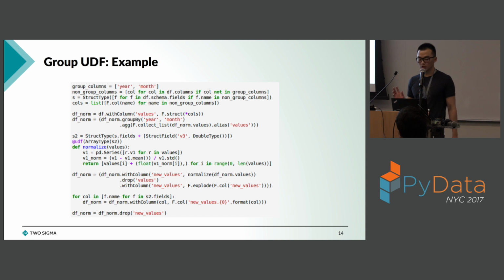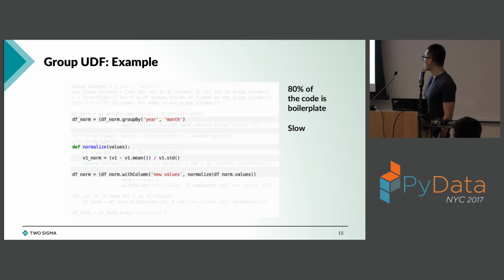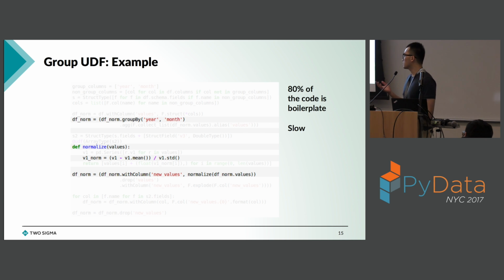Anyway, you don't need to read the code, but the idea is to show you how complicated it is to perform this simple operation. And if we take a look closer, 80% of the code is actually just boilerplate. You just need these 4 lines actually to express this computation. And the code is slow just because we have so much overhead in creating these intermediate steps.